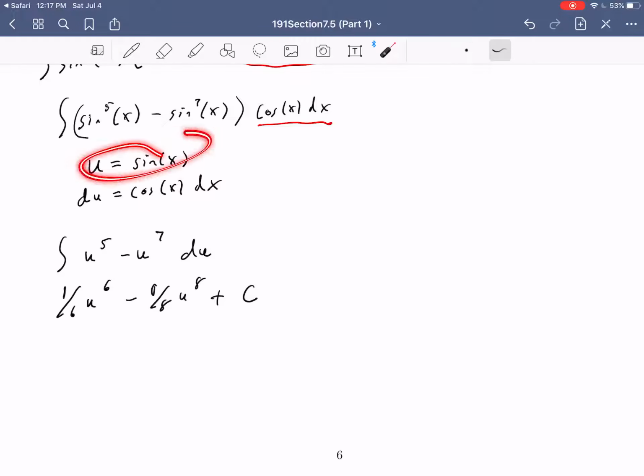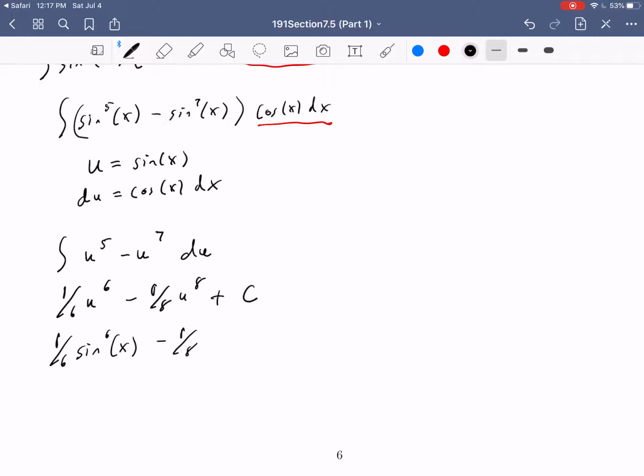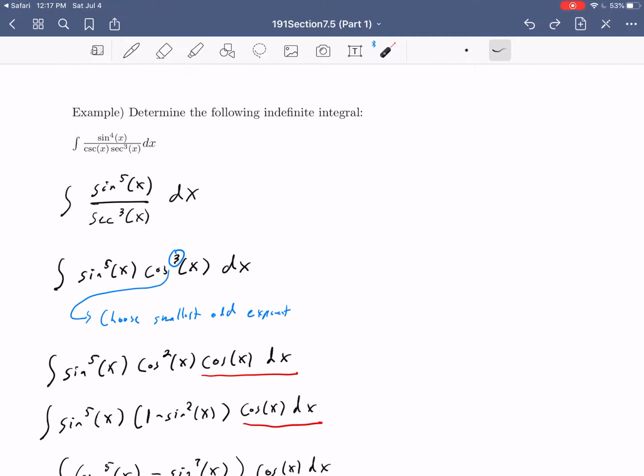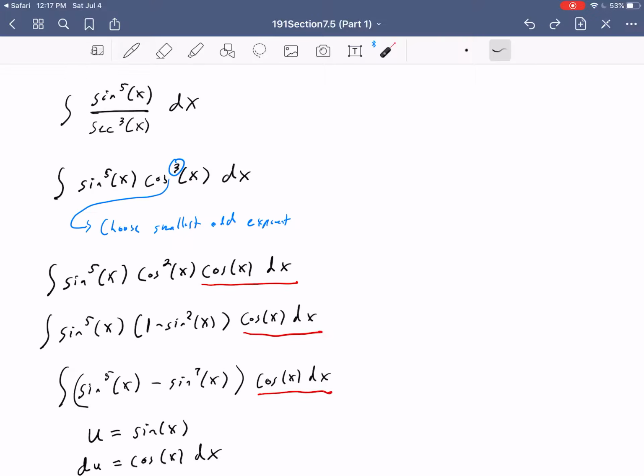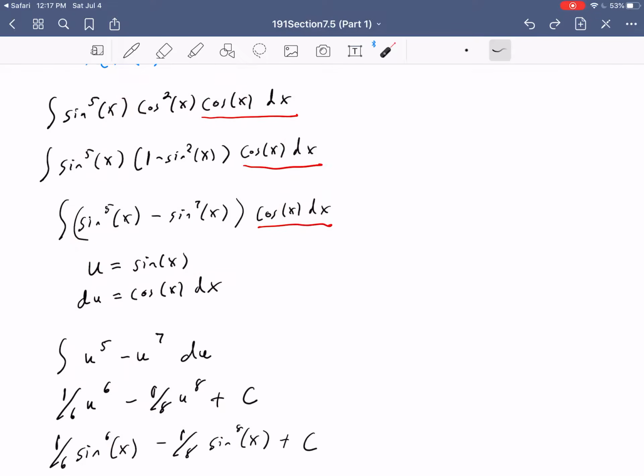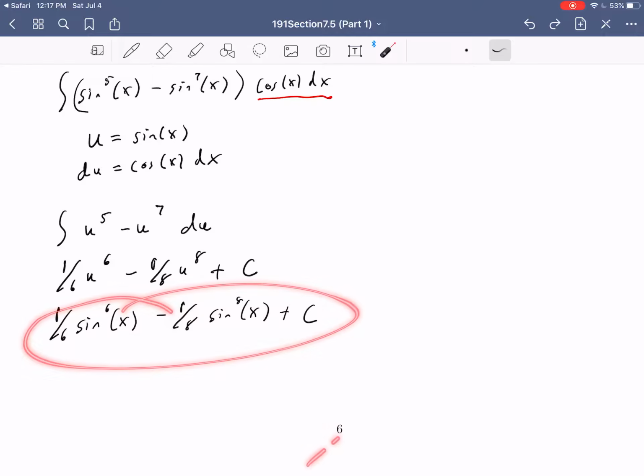And then simply undo the substitution, popping that back in there. We get 1/6 sine to the sixth minus 1/8 sine to the eighth of x plus c. And there we go. We managed to do this antiderivative, even though the initial starting expression was something we never really talked about: a quotient of sines, cosecants, and secants. We were able to rewrite it as a product of sines and cosines, something we were much more comfortable with. We reminded ourselves of that general approach and were able to get a nice antiderivative.